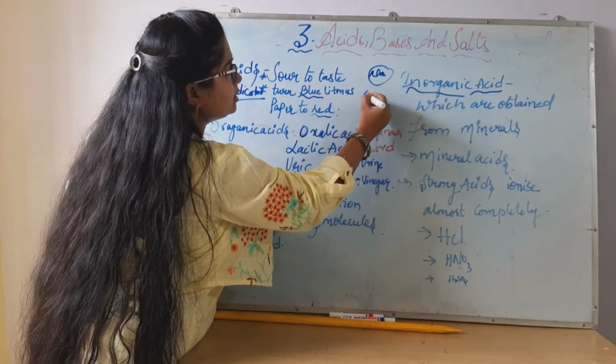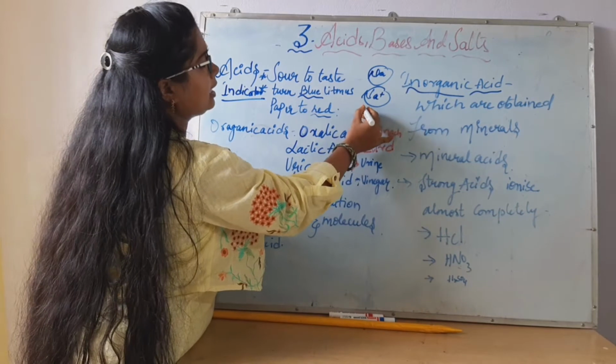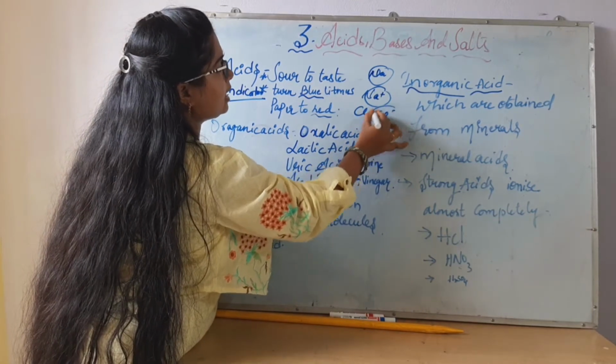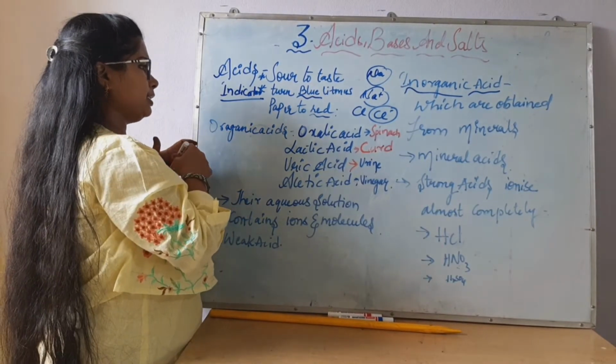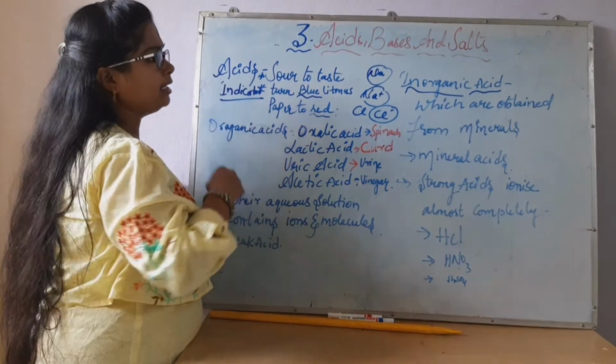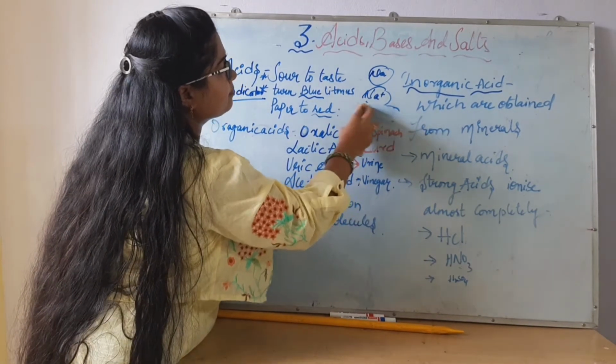Na is an atom, isn't it? Na plus ion. It is charged. Cl minus. It is charged. These are ions. If an atom is positively or negatively charged, then it is said to be what? Then it is said to be an ion.